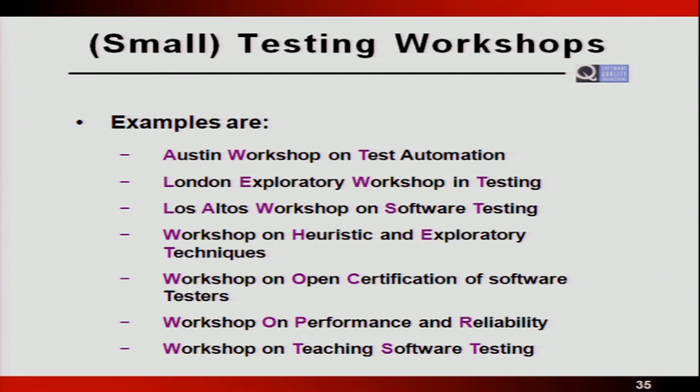Here's a list of a bunch of them. The Austin Workshop on Test Automation, the London Exploratory Workshop in Testing. It all started with this one, LOST, the Los Altos Workshop on Software Testing. There are all kinds of things. WHOPR, the second to the bottom here, Workshop on Performance and Reliability.